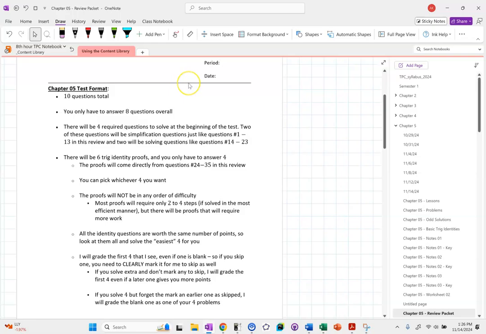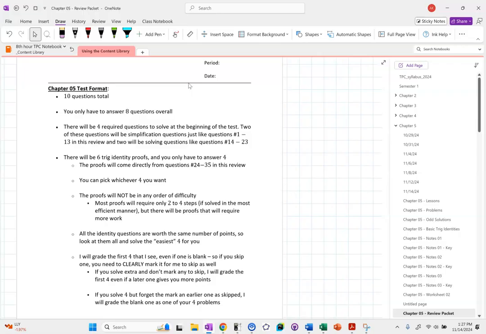So today is the review day. I want to talk a little bit about the test and the test format before you guys break off to get started on your note cards and whatnot. So the test format, a little bit atypical. So 10 total questions. You're going to complete 8 of them. The start of the test, there are 4 required questions.